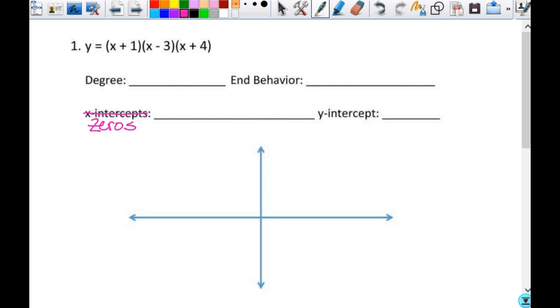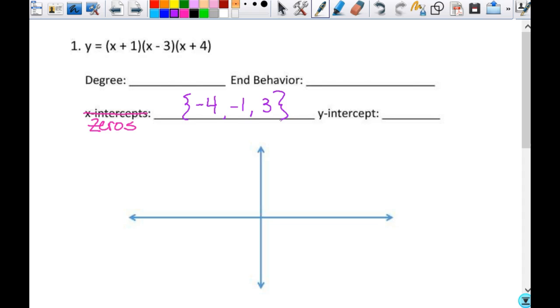So we have this, right? Is it easy to figure out what the zeros are? Yes. Because this one would give me a what? Negative 1, 3, negative 4. Okay, so we're going to list them. Negative 4 is the smallest, then negative 1, then 3. So there are the zeros.